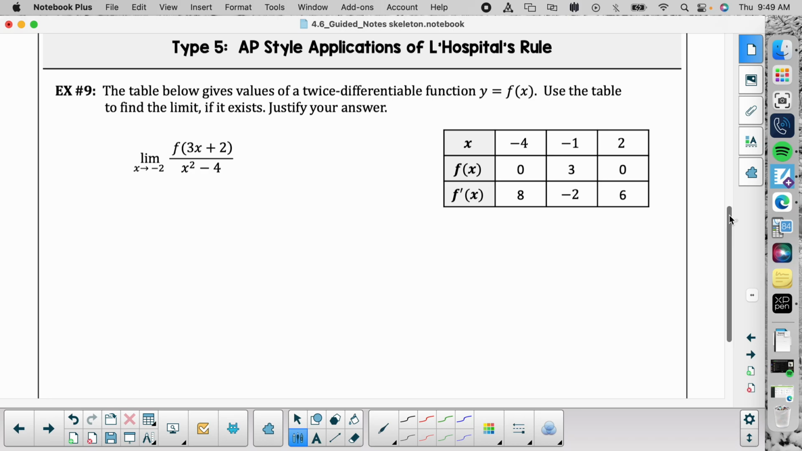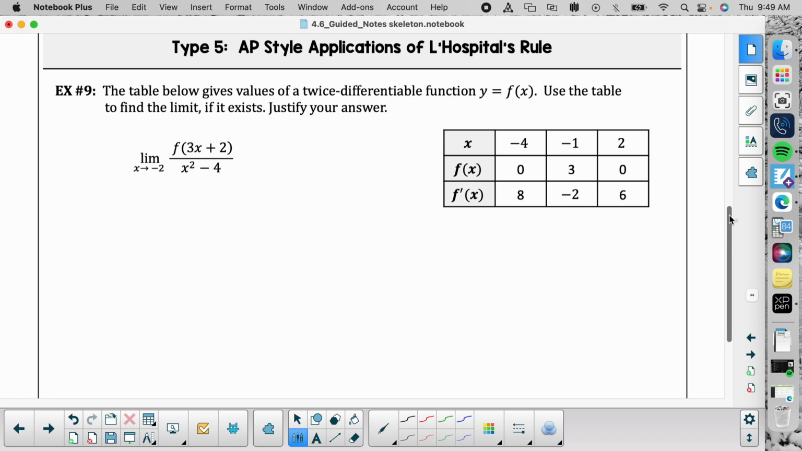We've got f of 3x plus 2 over x squared minus 4. Andrew, we need to wake you up. Come on. Let's write stuff. No, up here. We need to get you involved. I've had many a days like yours. And the only reason I stay awake is because I'm standing in the front teaching.